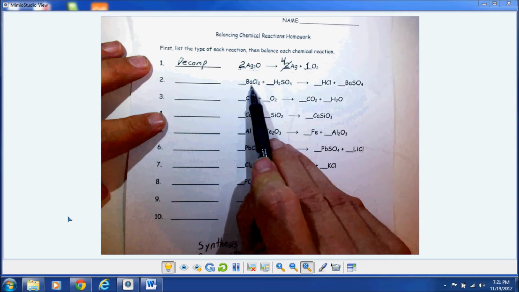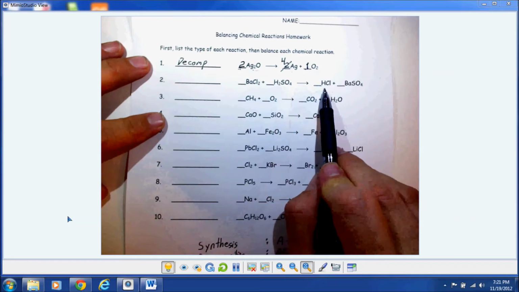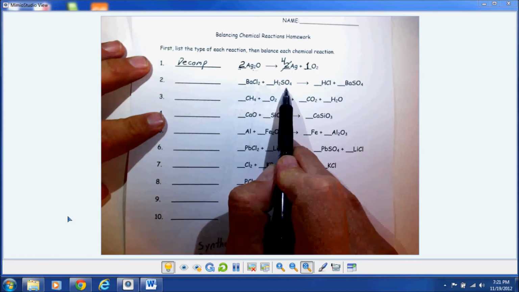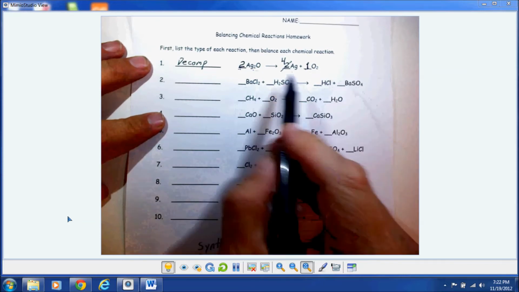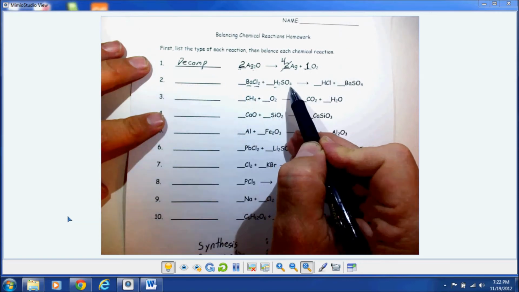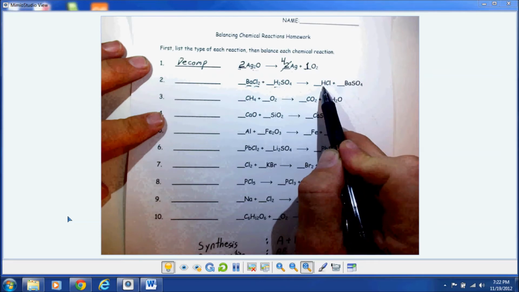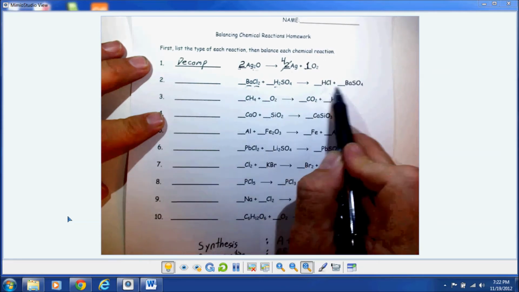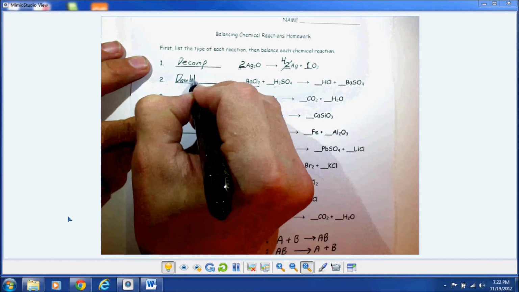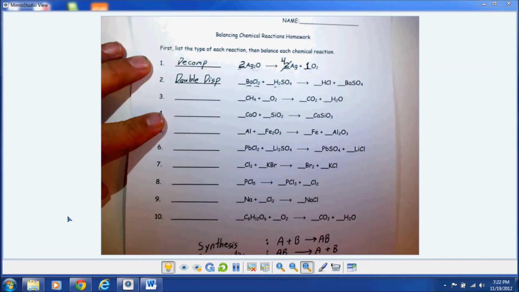In the second one, barium chloride reacts with H2SO4, which is sulfuric acid, to produce HCl, which is hydrochloric acid, and barium sulfate. If we look, we can see that both of these are compounds and both of these are compounds. We can also see that there's a positive and a negative part of this compound and a positive and a negative part of this acid. In this case, the H's and the Ba's have switched places here and here. So since we have 2 compounds which make 2 new compounds, this is double displacement, or double replacement, depending on the text that you read.